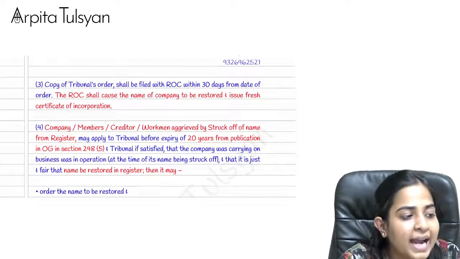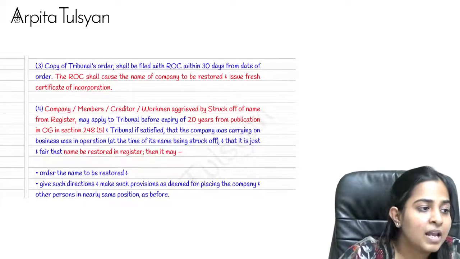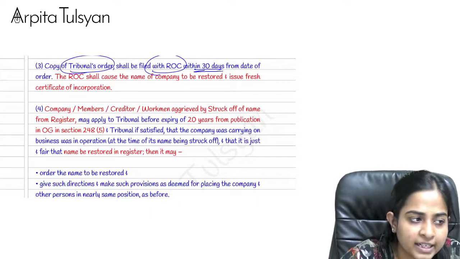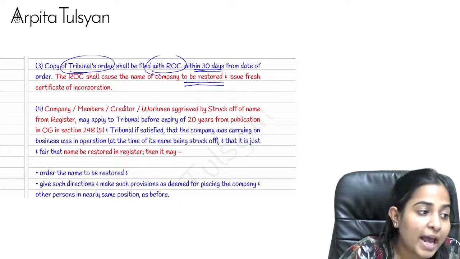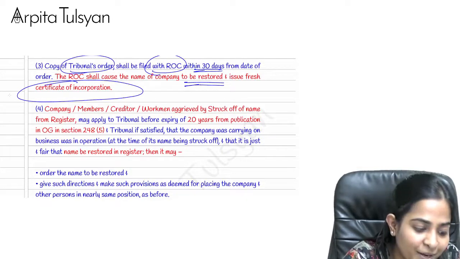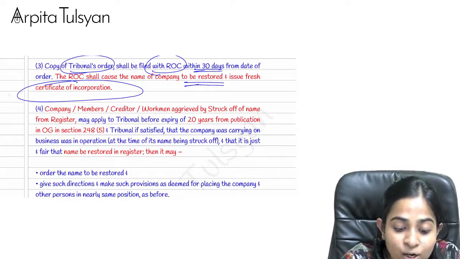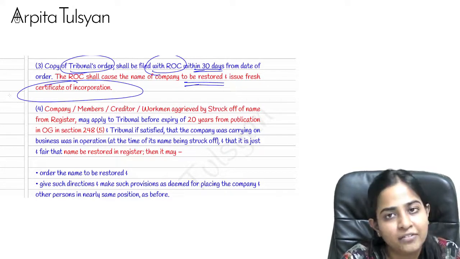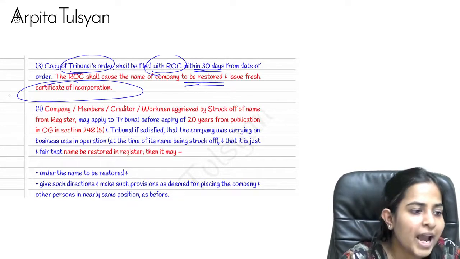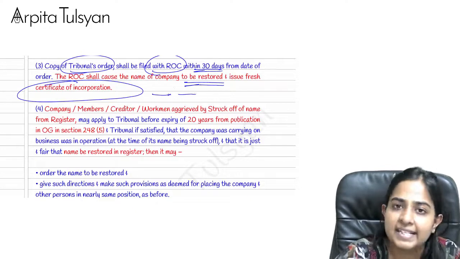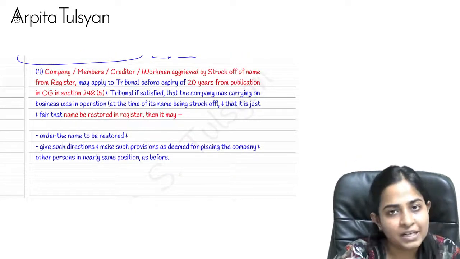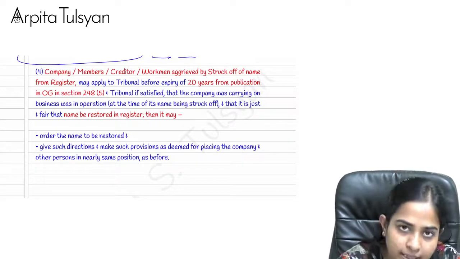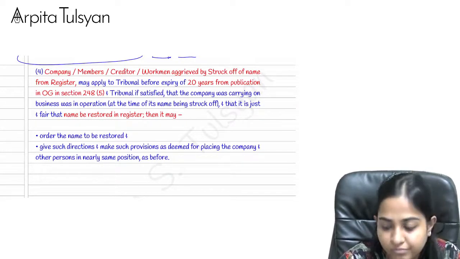Right? And then, listen, once the tribunal passes the order, that will be filed with the ROC within 30 days. The name will be restored and a fresh certificate of incorporation will be issued, because my old certificate of incorporation was cancelled. So now a new certificate will be issued, and the company will again come into existence. This was one thing.